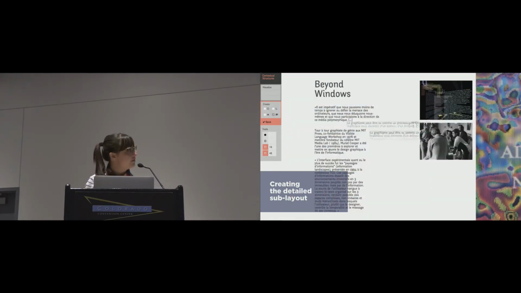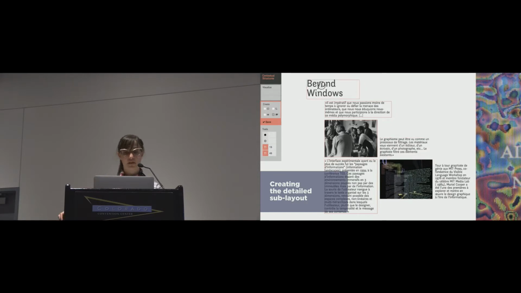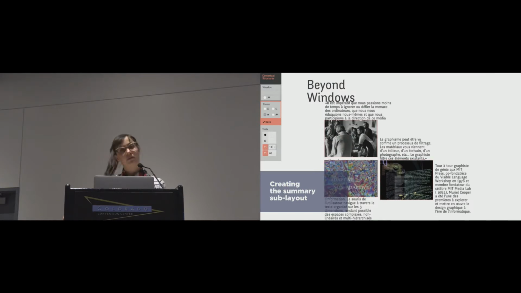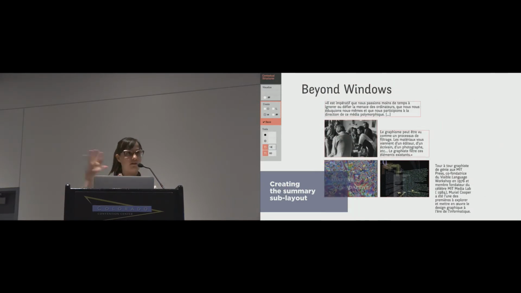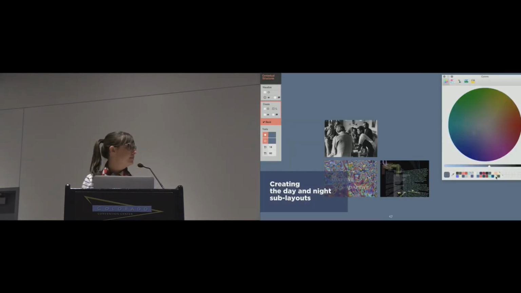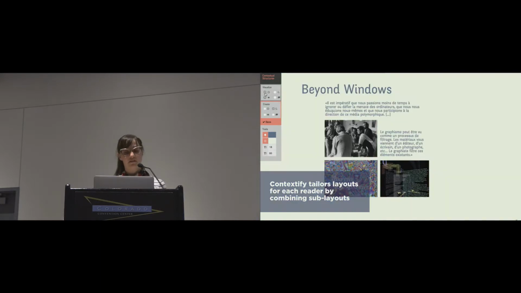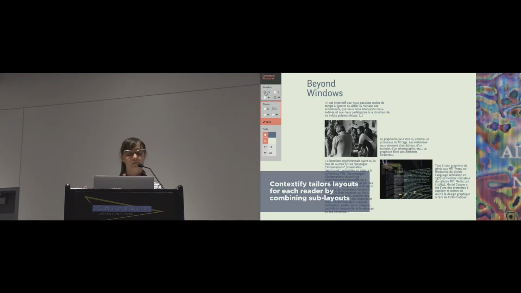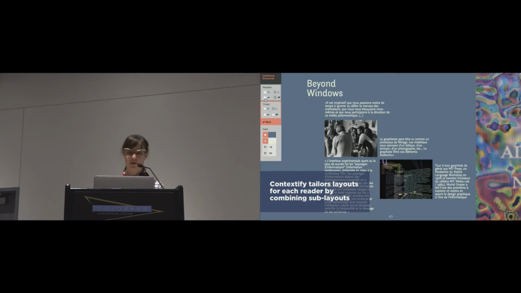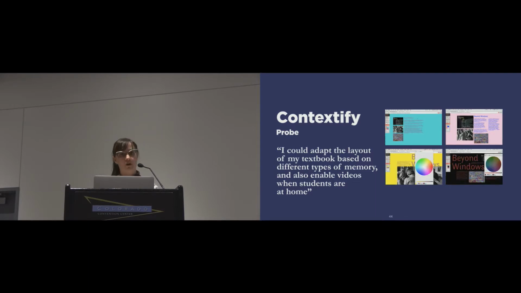In this story, this designer is creating a detailed sub layout, laying out all the content in space, including the images and the title. And then the designer is selecting the other option, creating the summary sub layout. So he's removing some of the text, putting the bigger fonts. Then they create the day and night sublayouts, playing on the various colors. And what Contextify does is that it's combining the sublayouts to meet the needs of the reader and on the environment parameters.